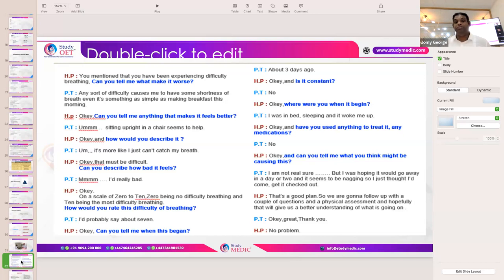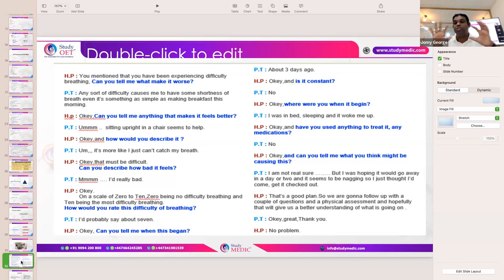Then a sound. That means it's not a word, but part of the role play. You can use this kind of sound because it's part and parcel of communication. Sitting upright in a chair seems to help. Okay, and how would you describe that? It's more like I just can't catch my breath.